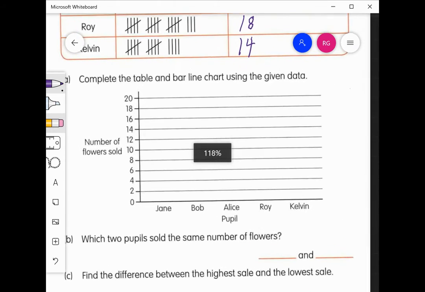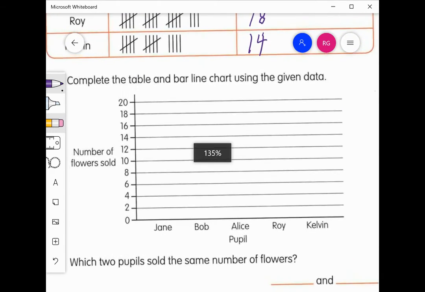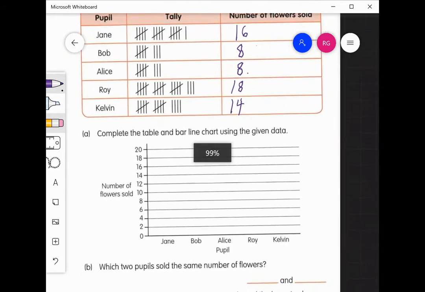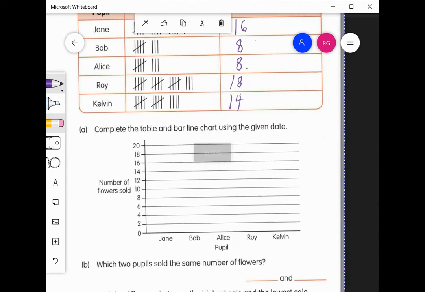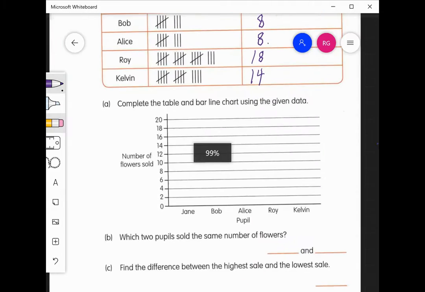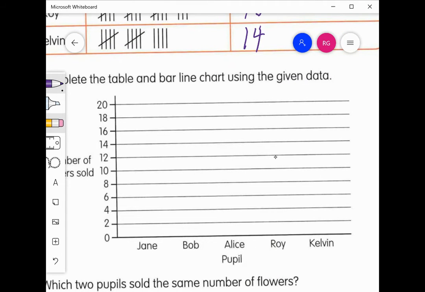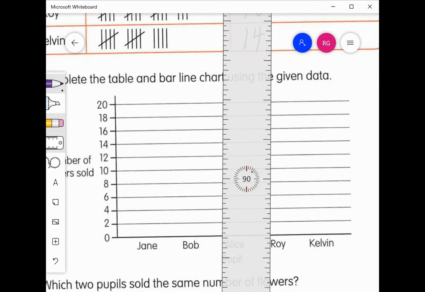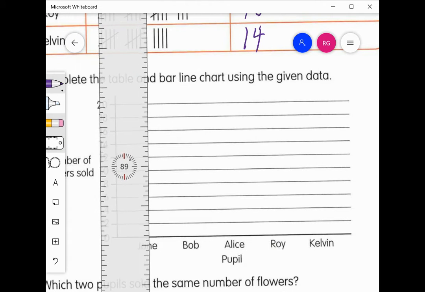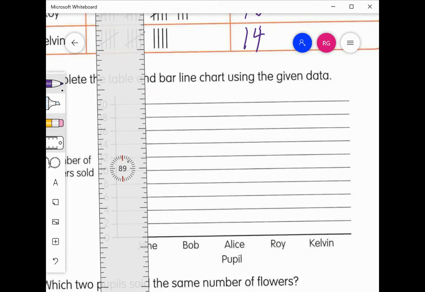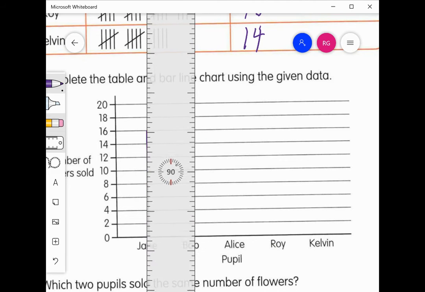And then another bar line chart needs to be drawn here using the data that we just added up. So let's go ahead and start plotting these lines. I'm going to get out my trusty ruler, and I'm going to first put Jane, and Jane was 16. She's going to be at 89 degrees today. There we go. And then let's try and make Bob right at 90 degrees.